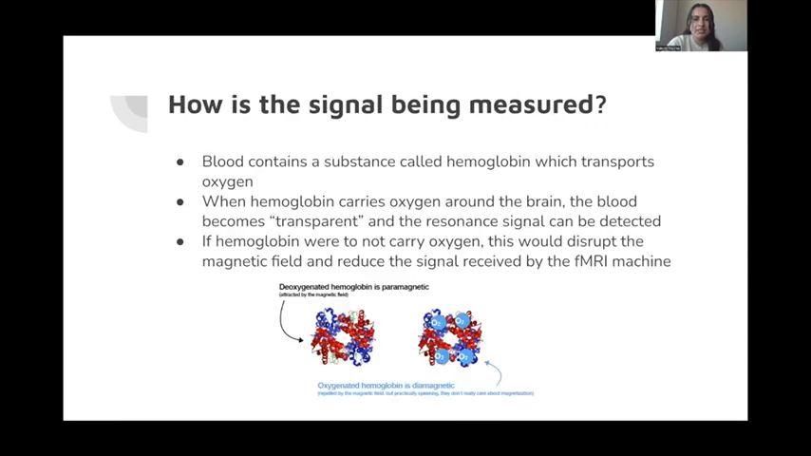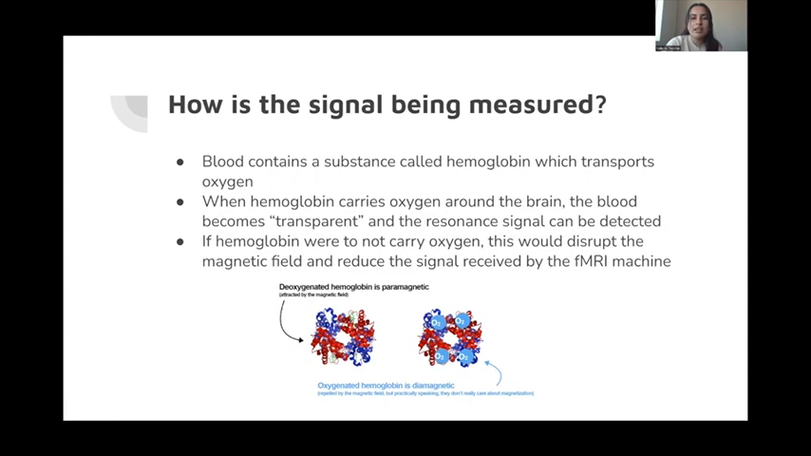Blood contains a substance called hemoglobin, which carries oxygen around the body. When hemoglobin is carrying oxygen, the blood becomes transparent and the machine can detect the resonance signal. If hemoglobin were to not be carrying oxygen, the magnetic field would be disrupted and there would be a reduced signal detected by the machine.